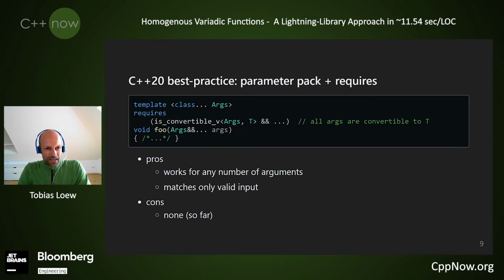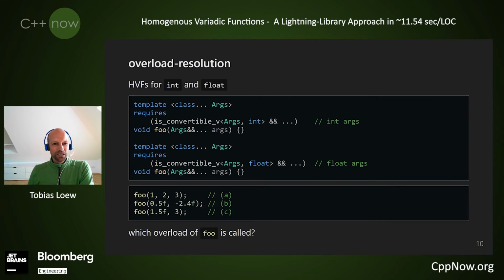So we can ask a function to only take arguments that are convertible to a certain type T, and we can take any number of arguments. So there are no cons so far. Now let's assume we have two of such functions, one taking a bunch of ints and one taking a bunch of floats. And we call it with a bunch of ints, with a bunch of floats, and with a float and an int. So which overload gets called?